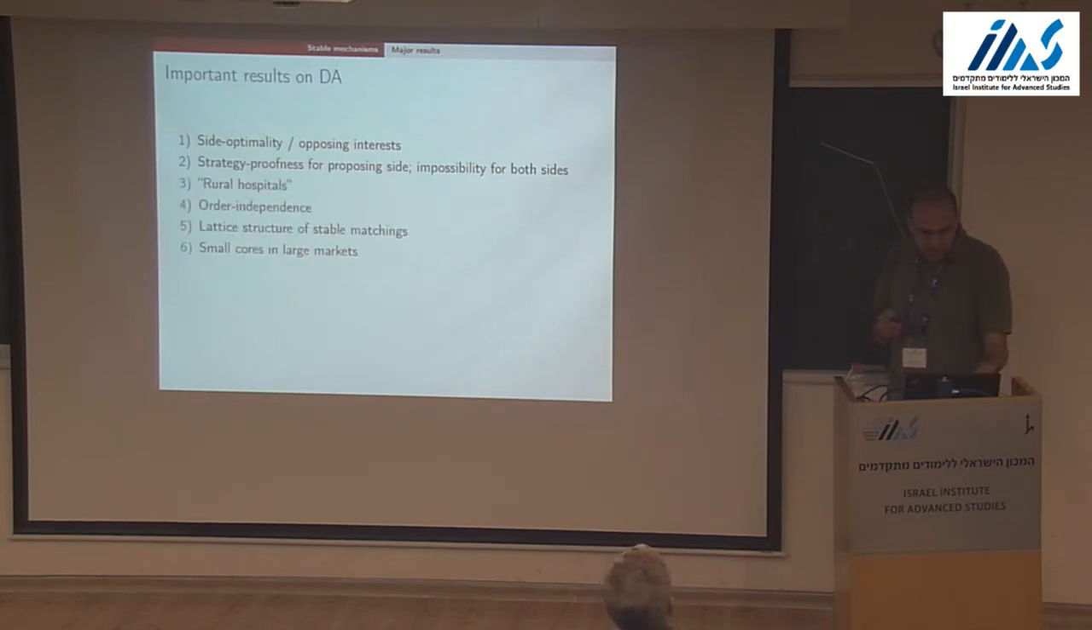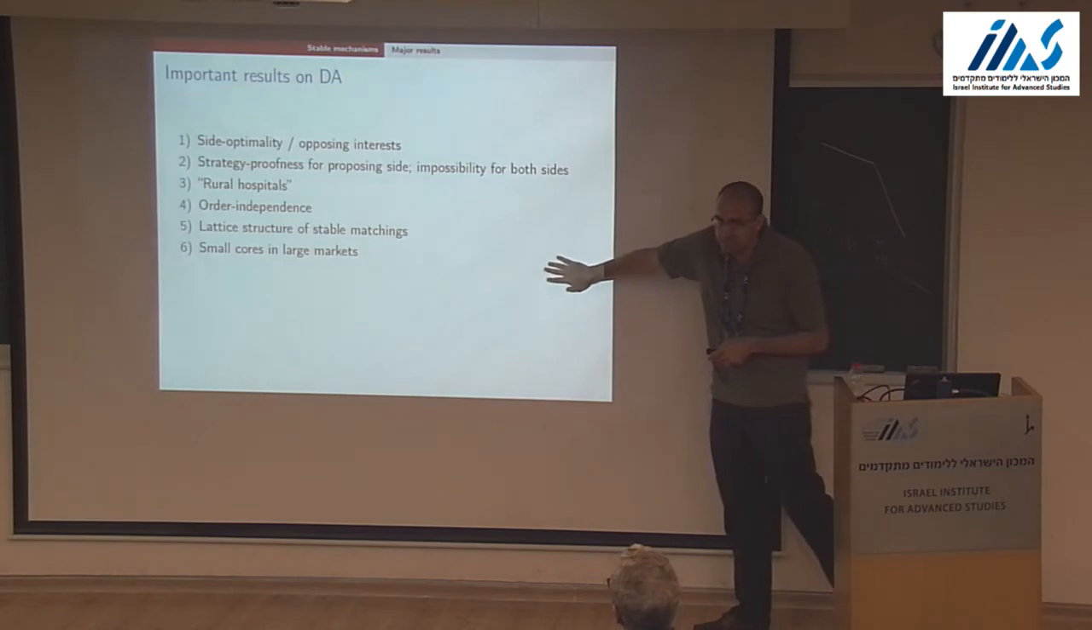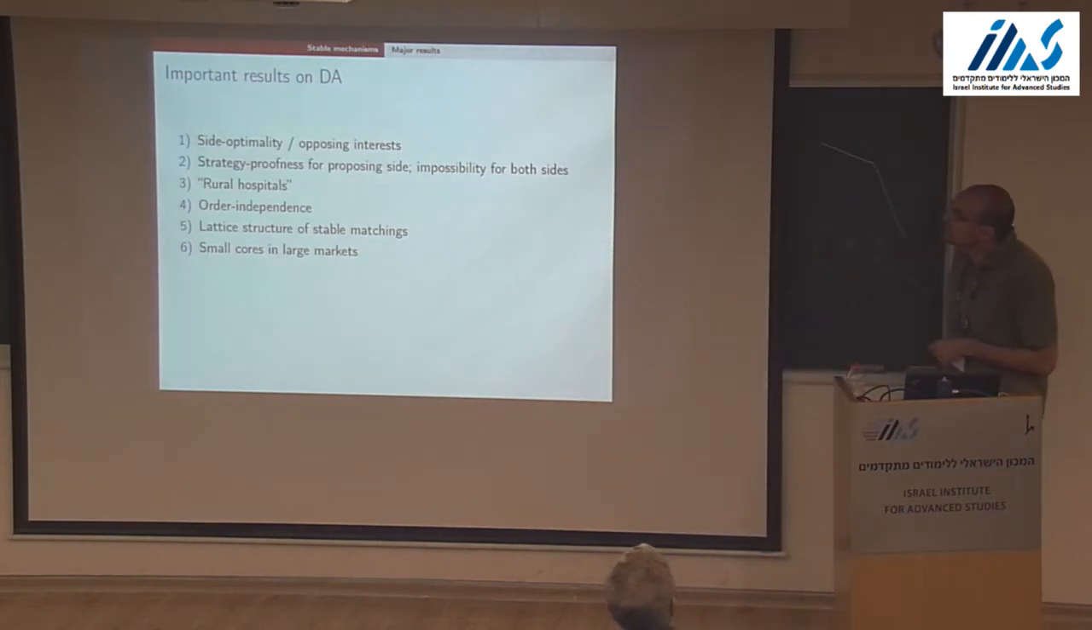So let me actually jump to that. This is point number six here, and we'll come back to these other points. One of the newer things that you would not see in the Roth Sotomayor book on matching, but that we've learned in the last two decades or so, is that in actual two-sided matching markets, we tend to find that the set of stable outcomes is quite small. This is seen, for instance, in the US medical residency matching market and in several school assignment markets. Even though in principle we could have many different stable matchings, core matchings, in practice we typically see at most one or two.